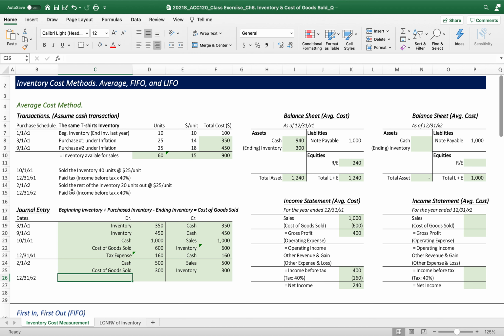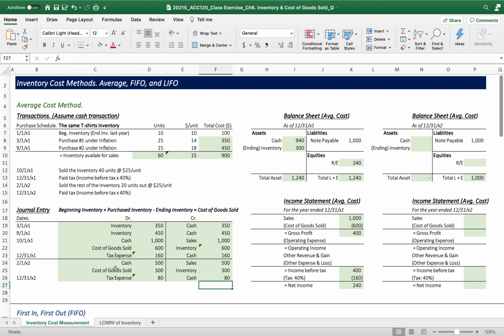Then pay the tax, December 31st. Then this tax expense and the cash out, how to calculate it? Once again, the sales minus cost of goods sold times 40%. So $80. And then the cash like this. Okay.